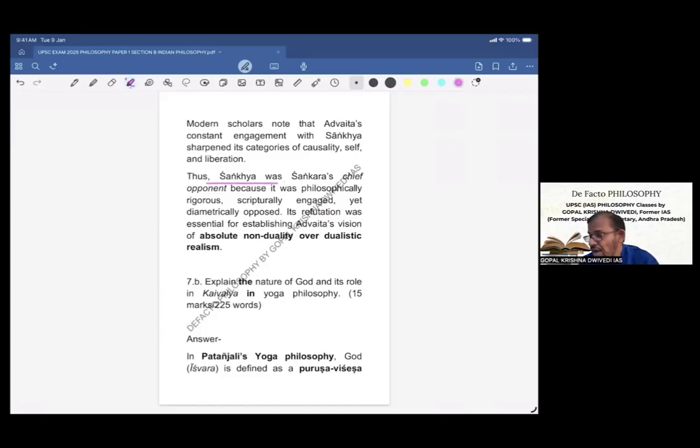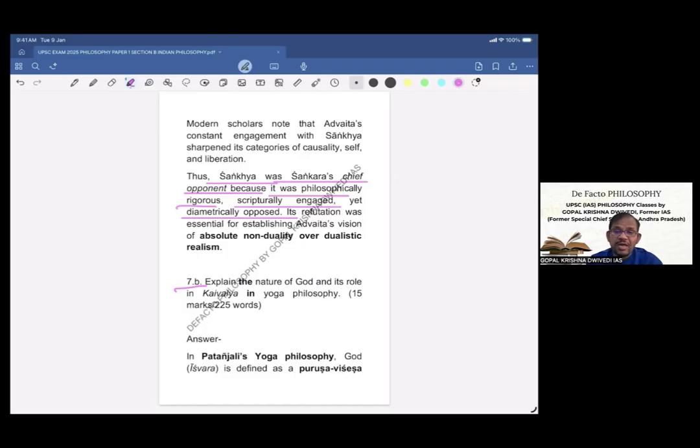Thus, Sankhya was Shankara's chief opponent because it was philosophically rigorous, scripturally engaged, yet diametrically opposed. Its refutation was essential for establishing Advaita's vision of absolute non-duality over dualistic realism. So this completes the answer. Now we'll go to 7B.